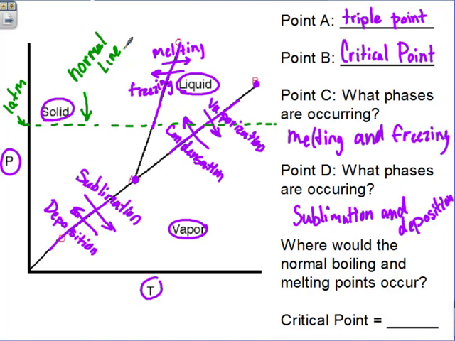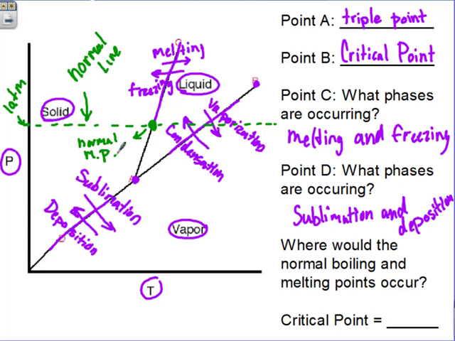And so it says, where would the normal boiling point and melting point occur? So melting point is going from a solid to a liquid. So if I'm going down that normal line, I'm going to hit this point right here where the melting occurs from a solid to a liquid. This would be the normal melting point right there. Let's label it. Normal, I'm just going to put NP for melting point.